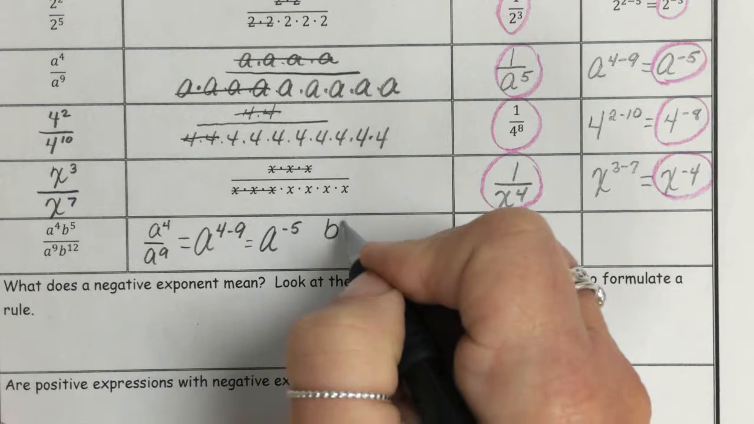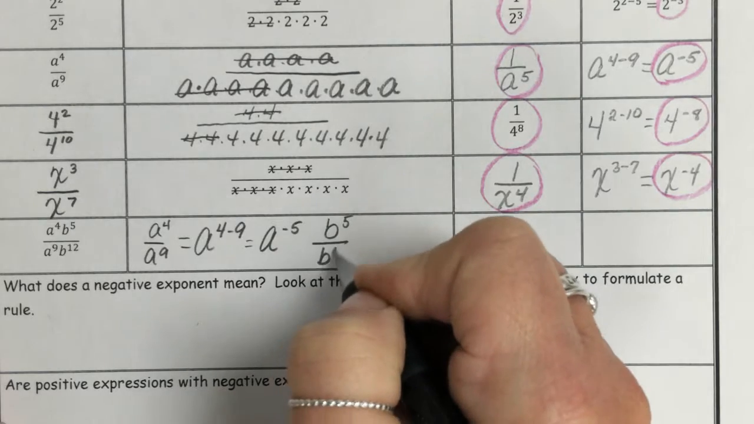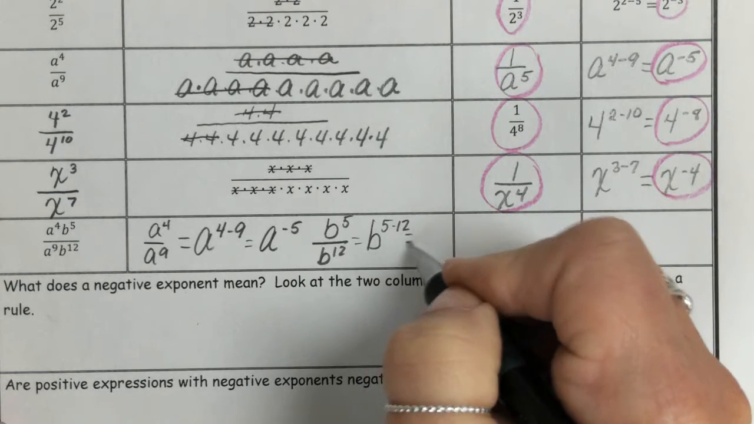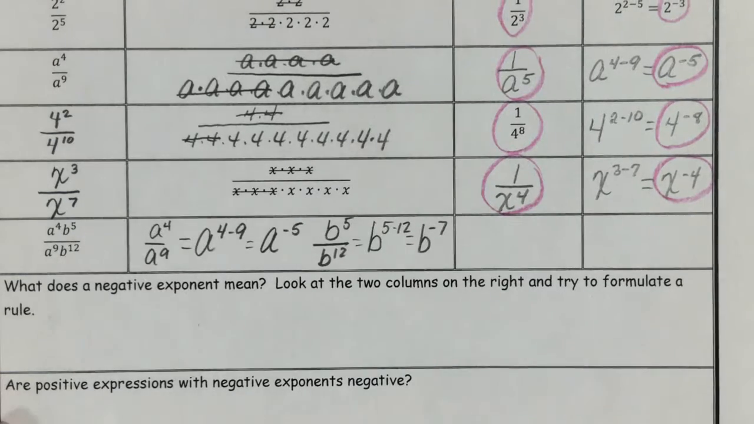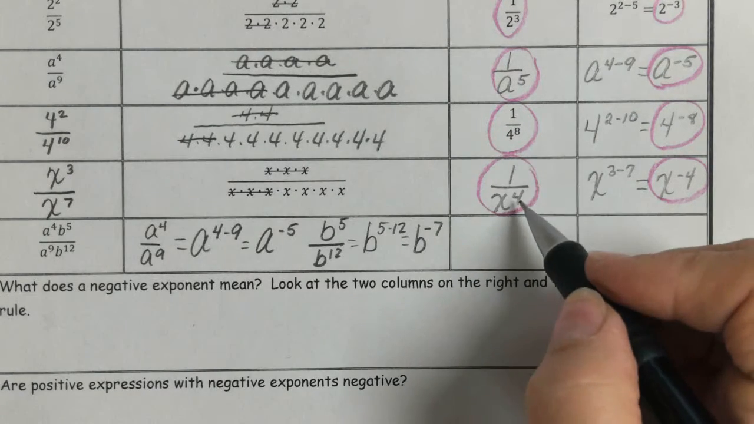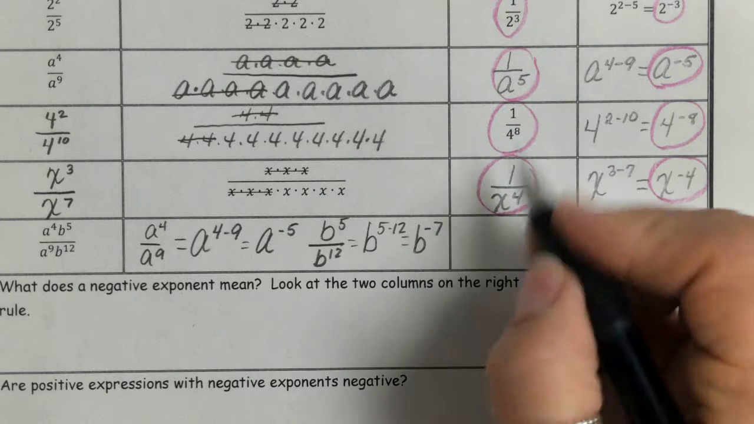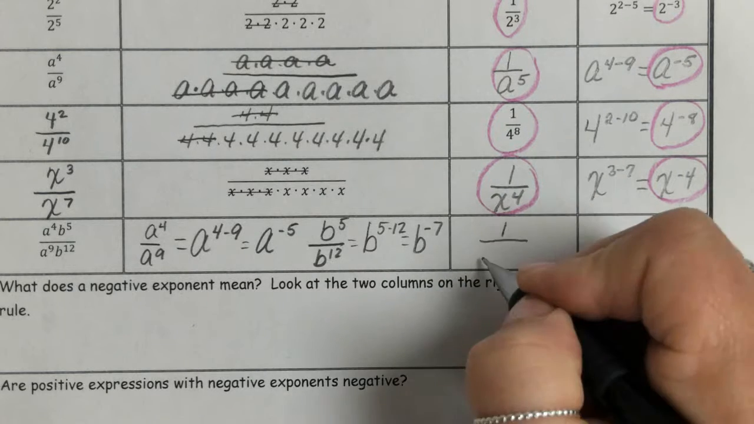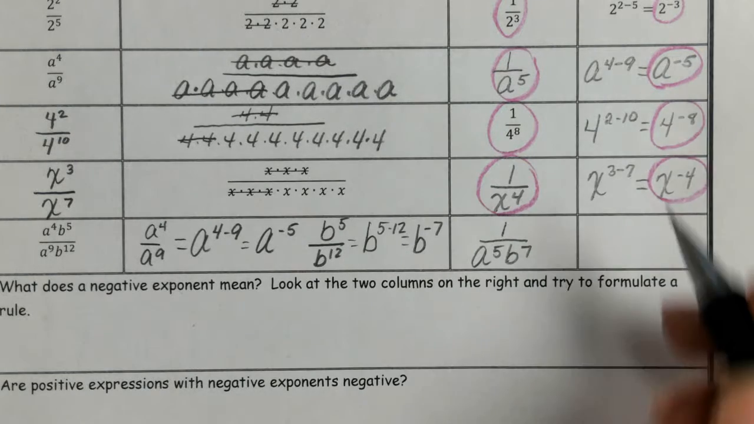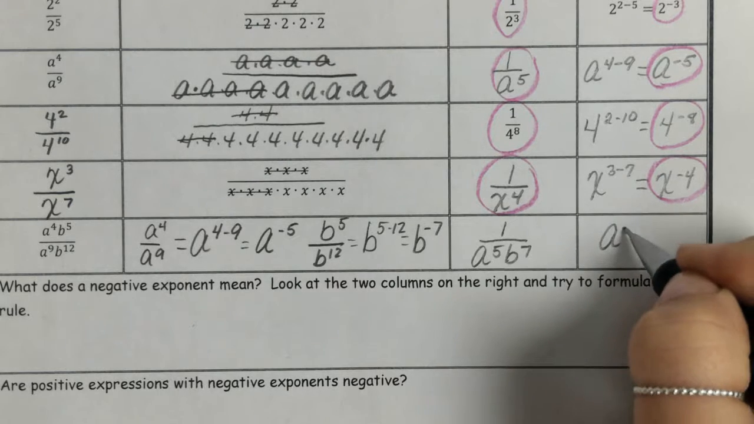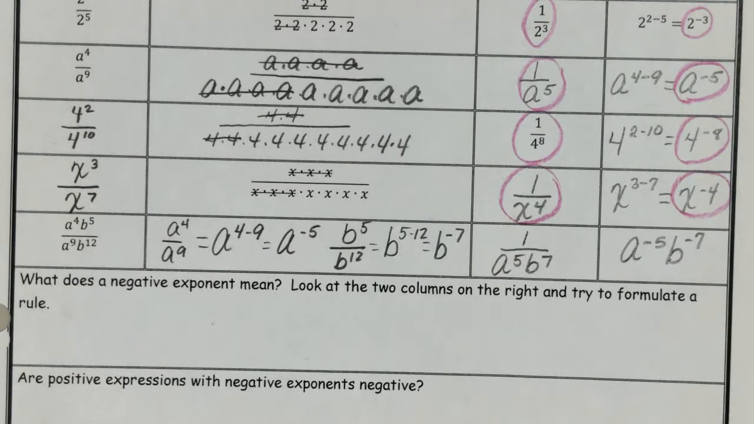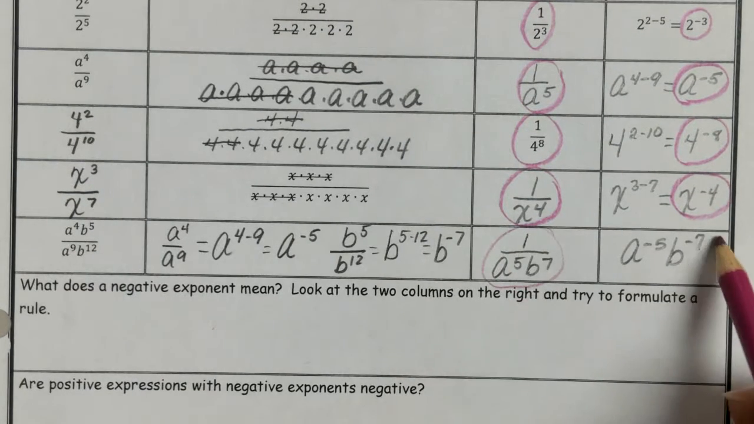If we do our b's the same way, b to the 5th over b to the 12th power, that's going to be b to the 5 minus 12, or b to the negative 7 power. So, if we wrote that as a fraction with a positive exponent, it's going to be 1 over a to the 5th, b to the 7th. Notice it makes them positive in the denominator, but then if I want to write it with a negative exponent, it comes up to the numerator. And again, this is equivalent to that.